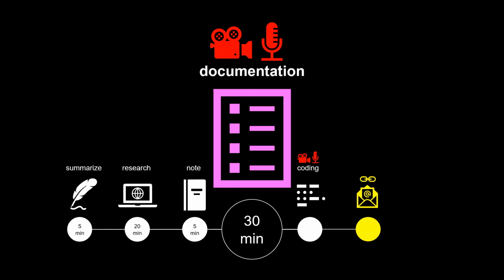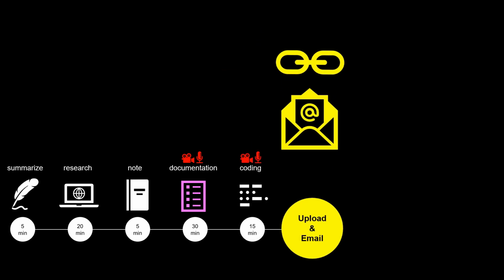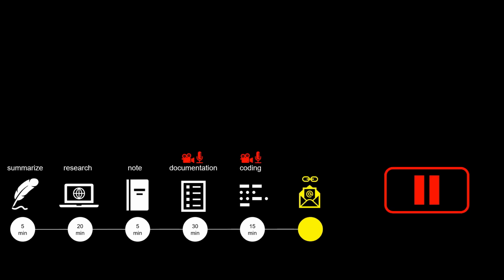Once you've completed the documentation, begin a new screen recording to demonstrate your coding process. This should include debugging and testing of your algorithm while referring to the documentation. Finally, please upload 2 video links recording your documentation and coding process. Then, email the actual documentation and code files to your professor. Pause this video and begin working.